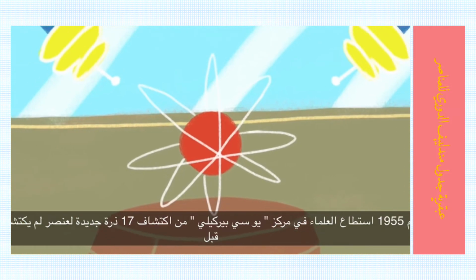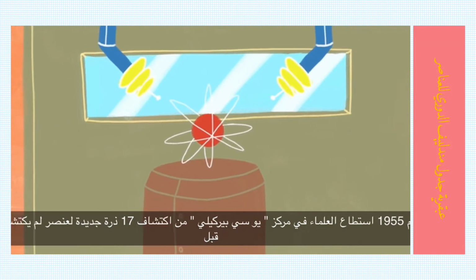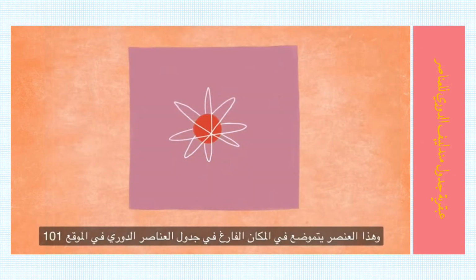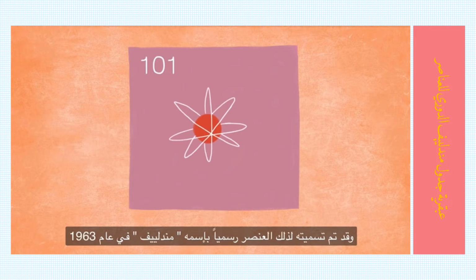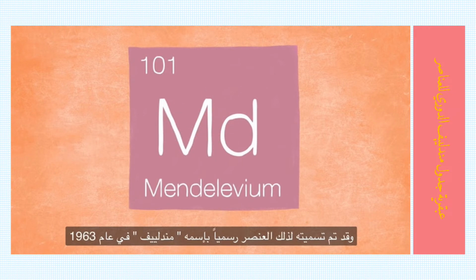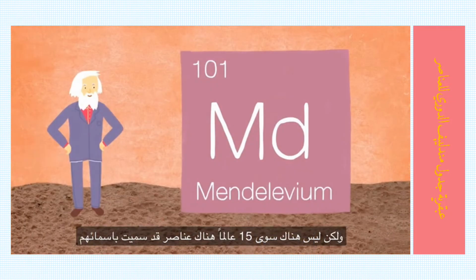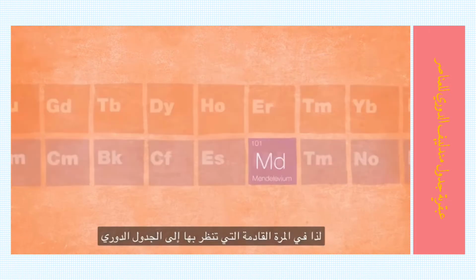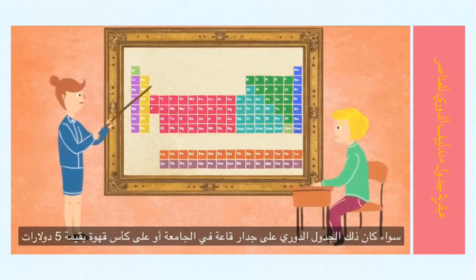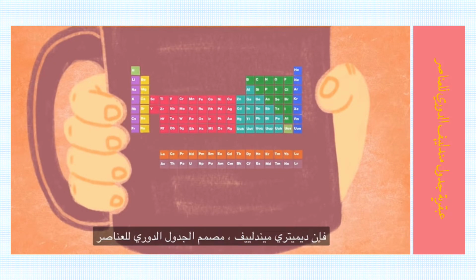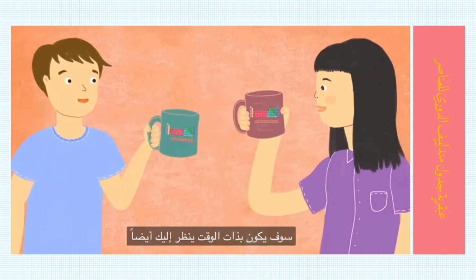In 1955, scientists at UC Berkeley successfully created 17 atoms of a previously undiscovered element. This element filled an empty spot in the periodic table at number 101 and was officially named Mendelevium in 1963. There have been well over 800 Nobel Prize winners, but only 15 scientists have an element named after them. So the next time you stare at a periodic table, whether it's on the wall of a university classroom or on a $5 coffee mug, Dmitri Mendeleev, the architect of the periodic table, will be staring back.